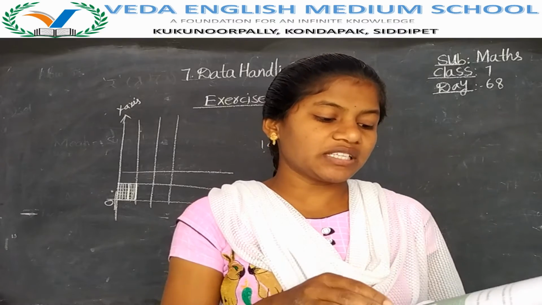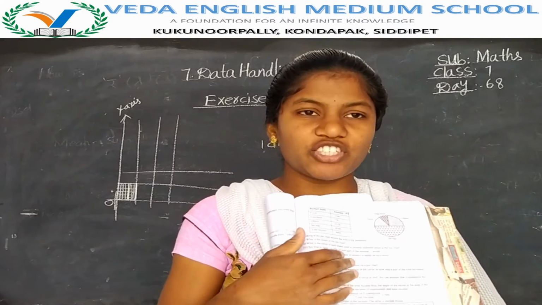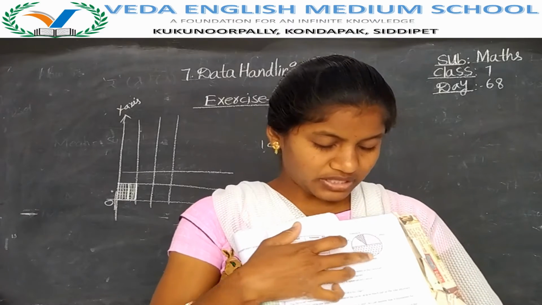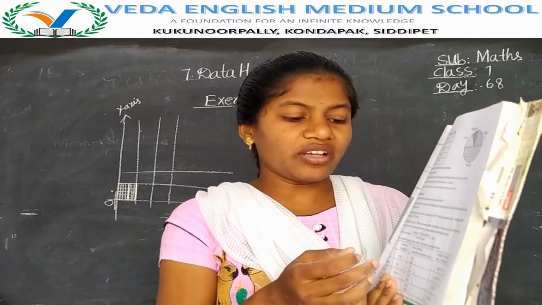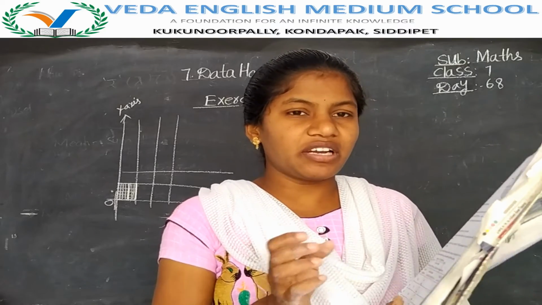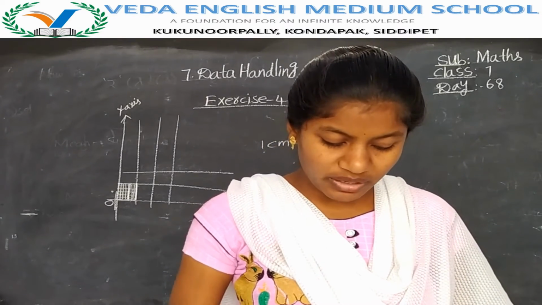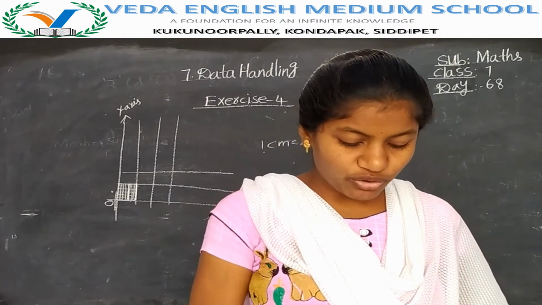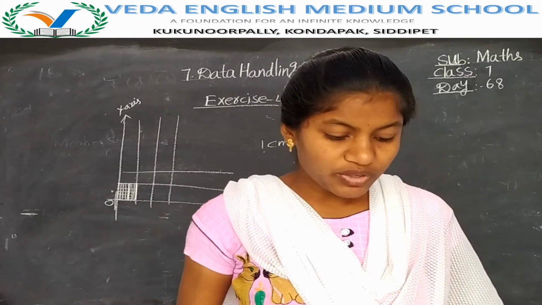Afterwards we have pie charts also. Pie charts are nothing but charts which are drawn in a circle. To draw a pie chart we have one method. After learning these graphs we will go to the pie chart. First we will learn how to draw the graphs. So come to exercise 4. In exercise 4 we have 5 questions. We will complete the 5 questions now.